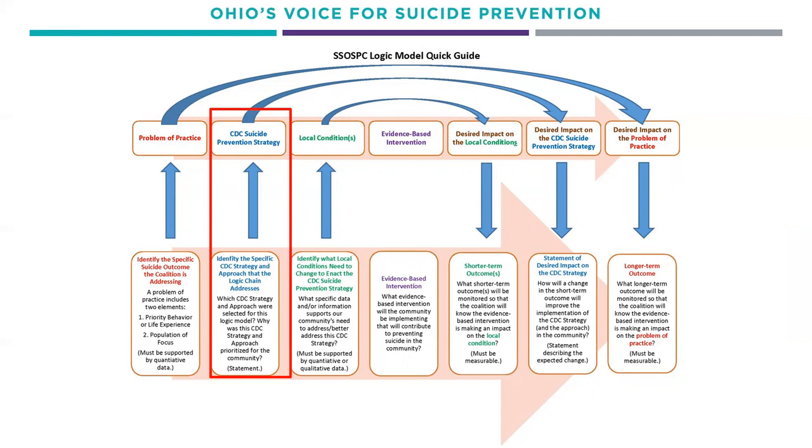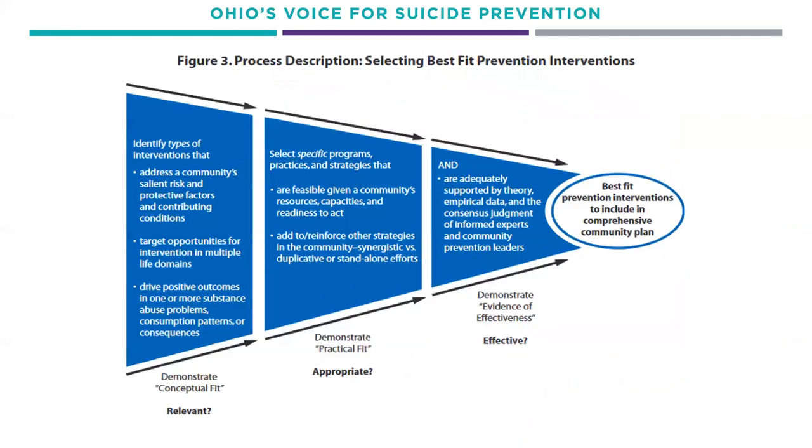So the goal of the logic model is to support coalitions in narrowing down the possible interventions so they can select one that has the greatest potential to drive positive outcomes for suicide prevention. The best intervention for any given community is the one that is the best fit for that community. And there are three criteria we think about when we're establishing fit: relevance, appropriateness, and effectiveness.